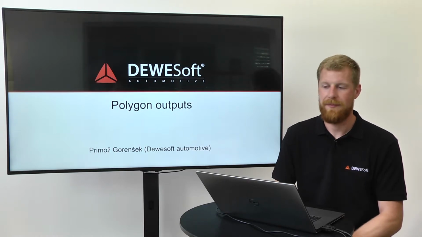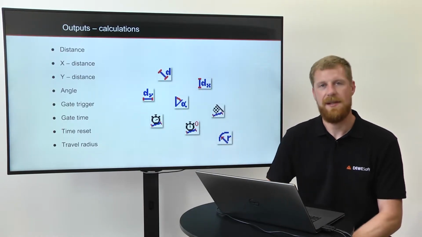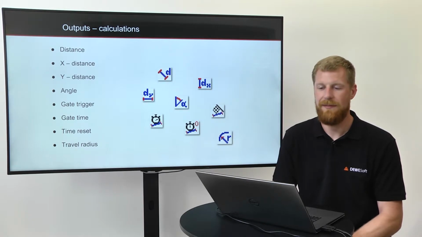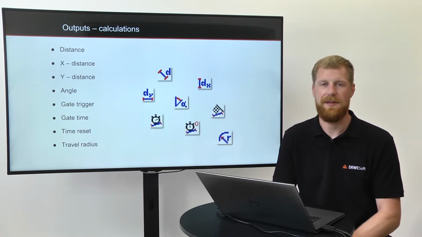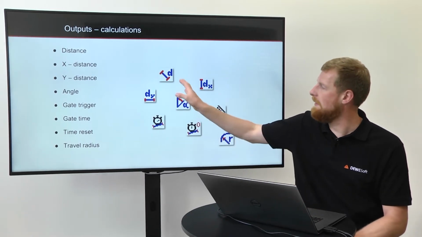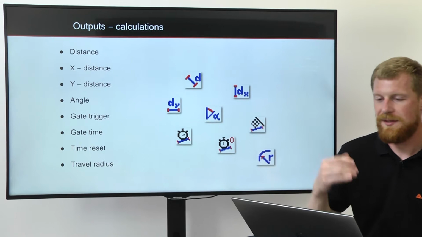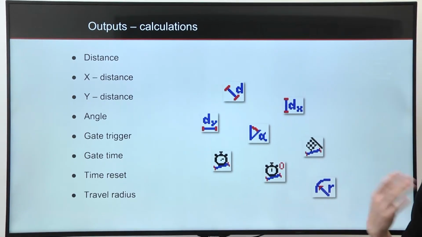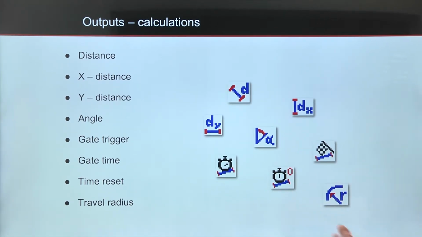Polygon outputs. For doing the calculations inside Dewesoft, we have different types of outputs that we can use. We can, for example, calculate the absolute distance between the objects. So this will always be the minimum distance between the objects that we are calculating the distance from. We can also calculate the distance in x or y direction. So this depends on the coordinate system of the objects that we are doing the calculations on.